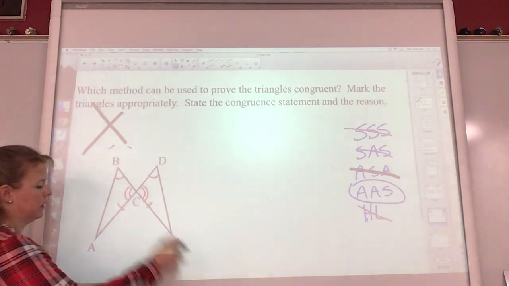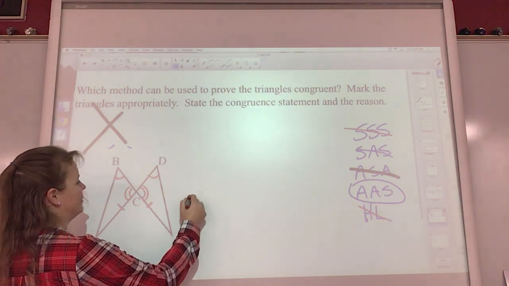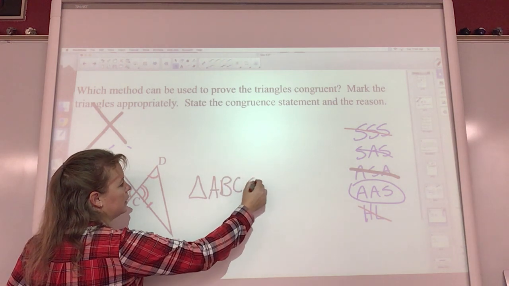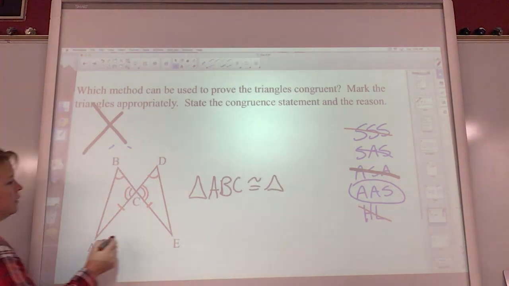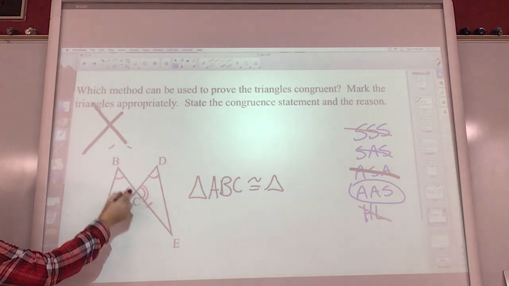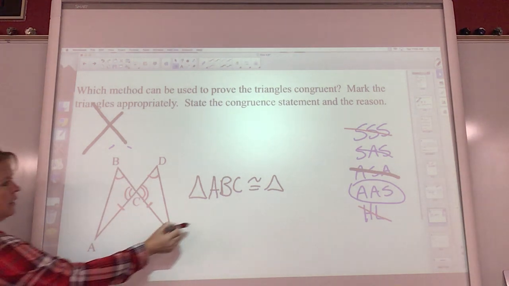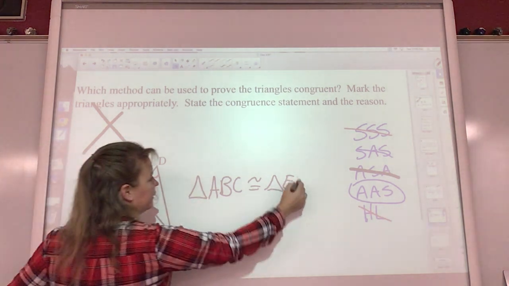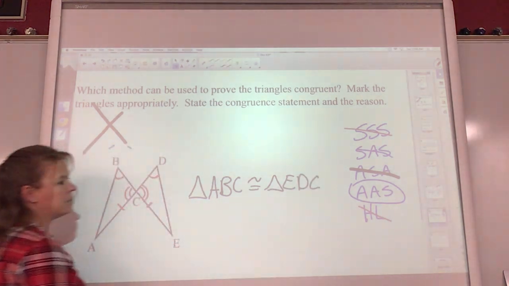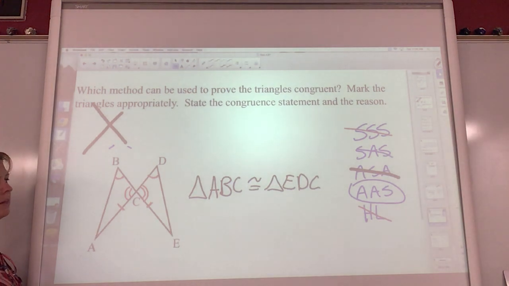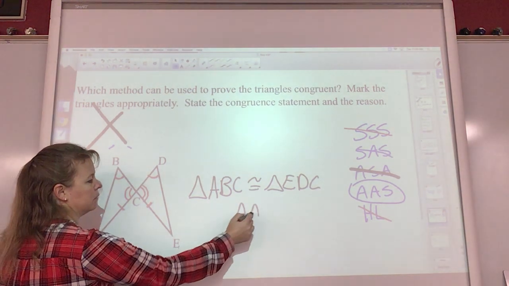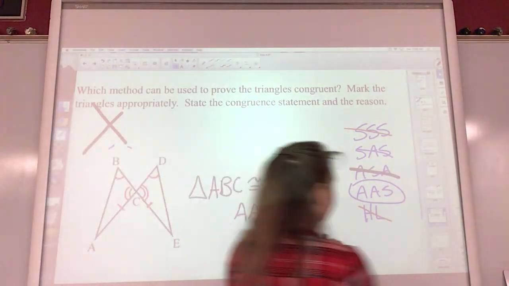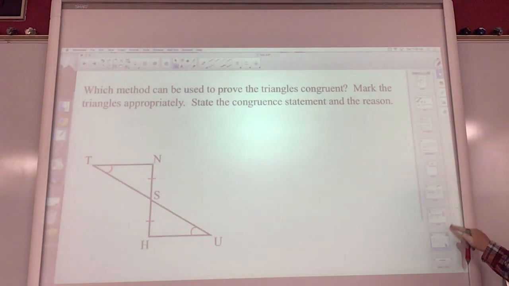Congruent statement. I'm going to go with triangle ABC because I still have that song in my head, is congruent to triangle ABC. A matches E. B matches D. And this time C does match C by the angle-angle-side postulate. All right, one more. Take a look at it.